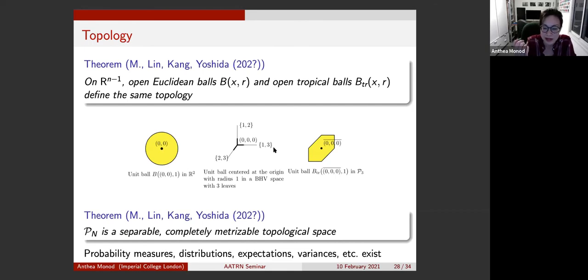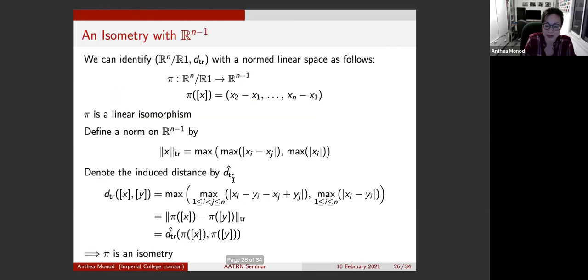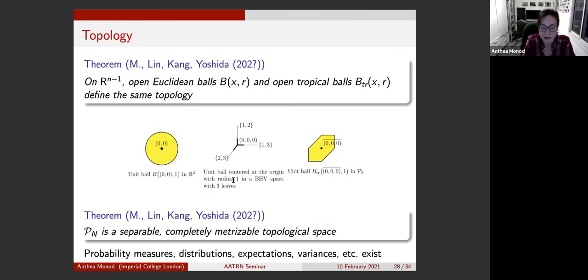this topology result is pretty important, because it means that what we get with the tree space under the tropical metric is a Polish space. So it's a separable, completely metrizable topological space. It means that probability measures, distributions, expectations, and variances and everything like that exist. So if you want to do statistics in this space with respect to the tropical metric, whatever statistical or probabilistic question you want to ask is going to be well-defined, and it's going to have a well-defined solution as well.